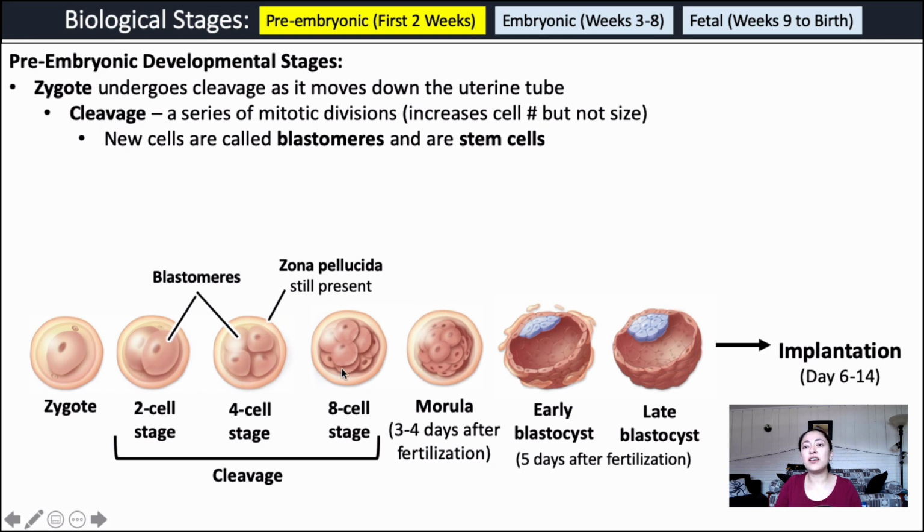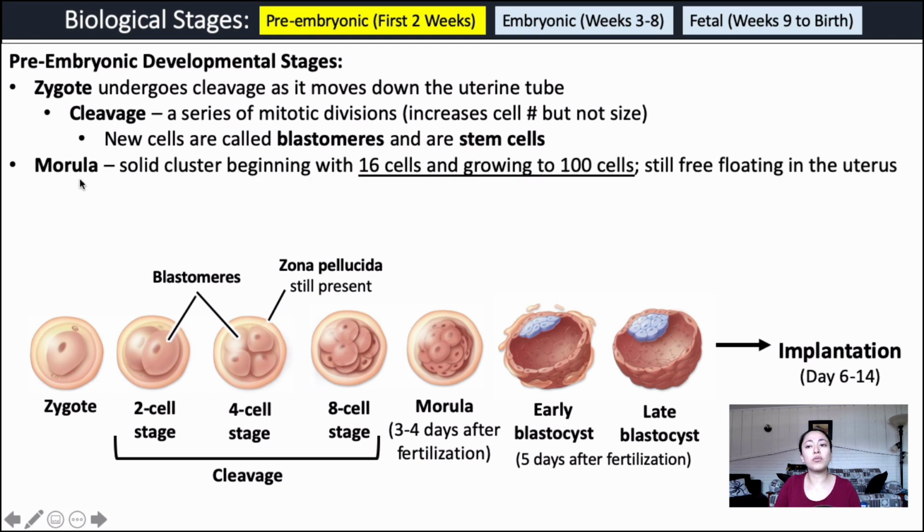After the cleavage stage, we have what's called the morula, and this is a solid cluster of cells, and it usually begins with 16 cells and can grow up to about 100 cells. This cluster of cells is still free-floating in the uterus and has not implanted yet, and so it's still making its way down the uterine tube.